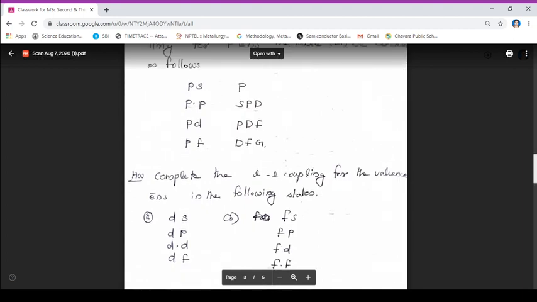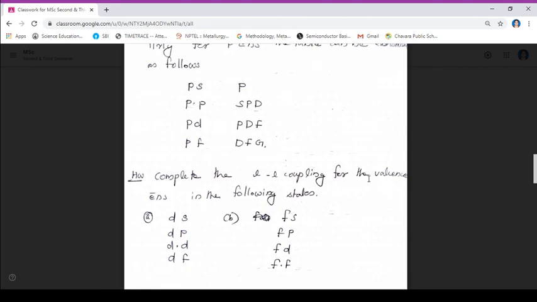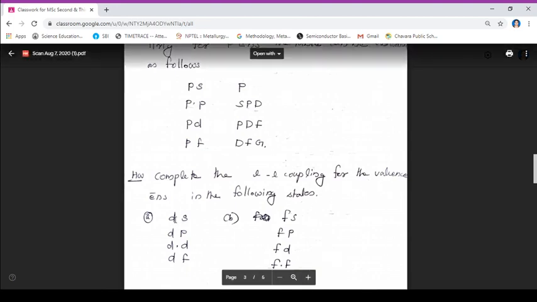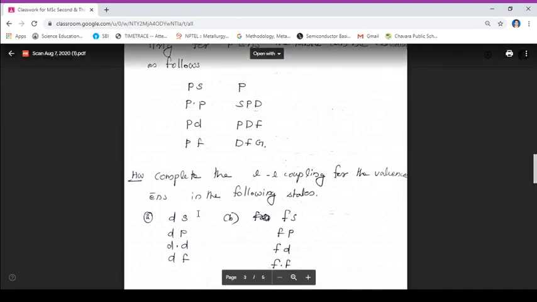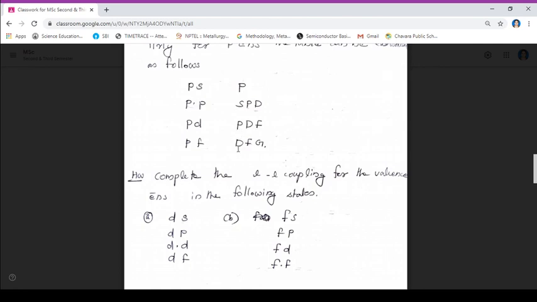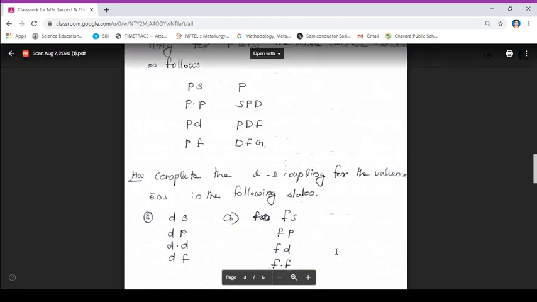As a homework you have to do the following. Complete the LL coupling for the valence electrons in the following states. One of the electrons D, then the other electron S, P, D, F, and again FS, FP, FD, FF. You have to write the terms and then the corresponding capital L values and then send it to me.